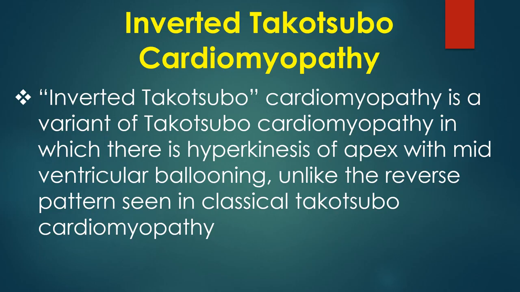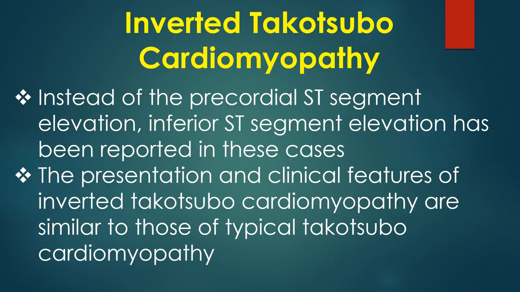Inverted Takotsubo cardiomyopathy is a variant of Takotsubo cardiomyopathy in which there is hyperkinesis of the apex with mid-ventricular ballooning, unlike the reverse pattern seen in classical Takotsubo cardiomyopathy. Instead of the precordial ST segment elevation, inferior ST segment elevation has been reported in these cases. The presentation and clinical features of inverted Takotsubo cardiomyopathy are similar to those of typical Takotsubo cardiomyopathy.